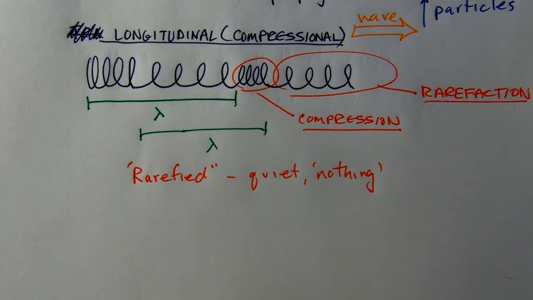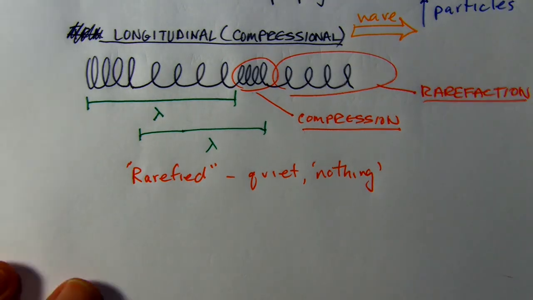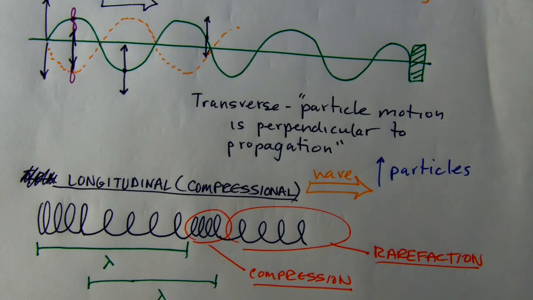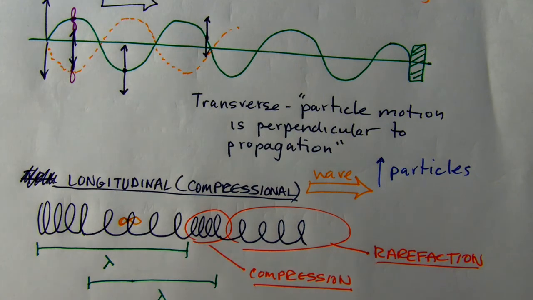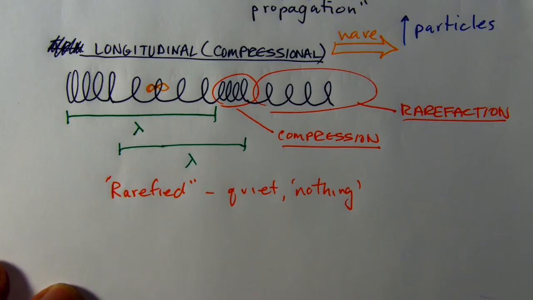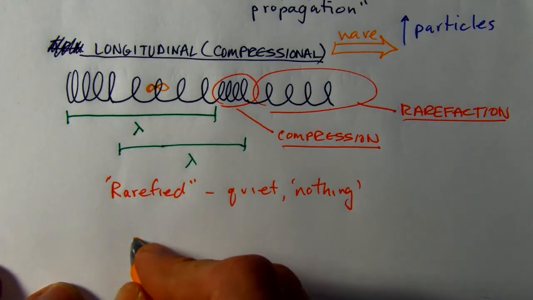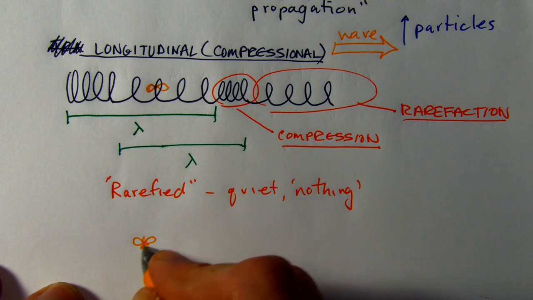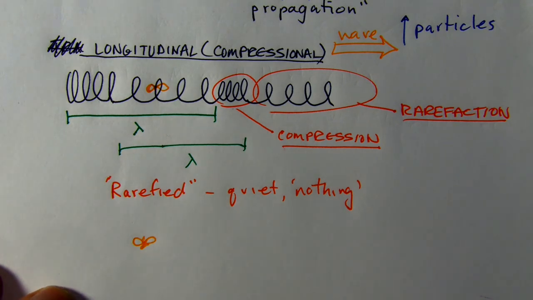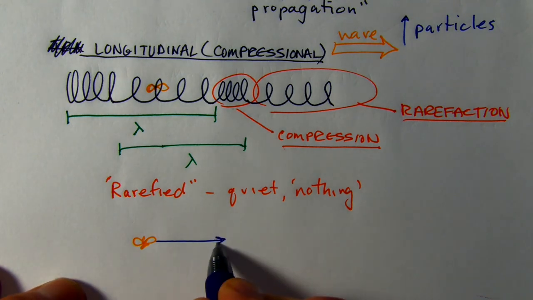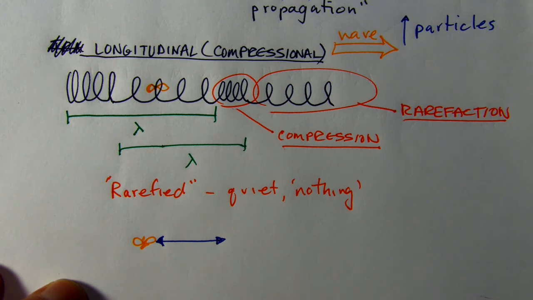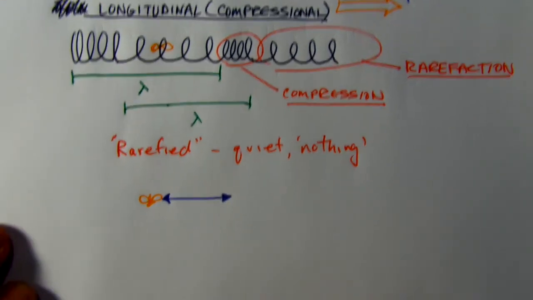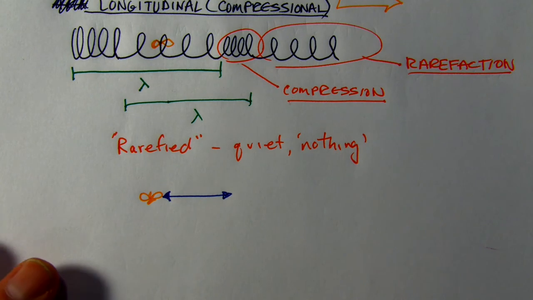Okay, but what happens now is if you follow particle motion, let's put a piece of string here on this part of the coil, and we can set it down here. So there's your little piece of string that's on the slinky or the coil or whatever. It moves in this direction, and then it moves back.